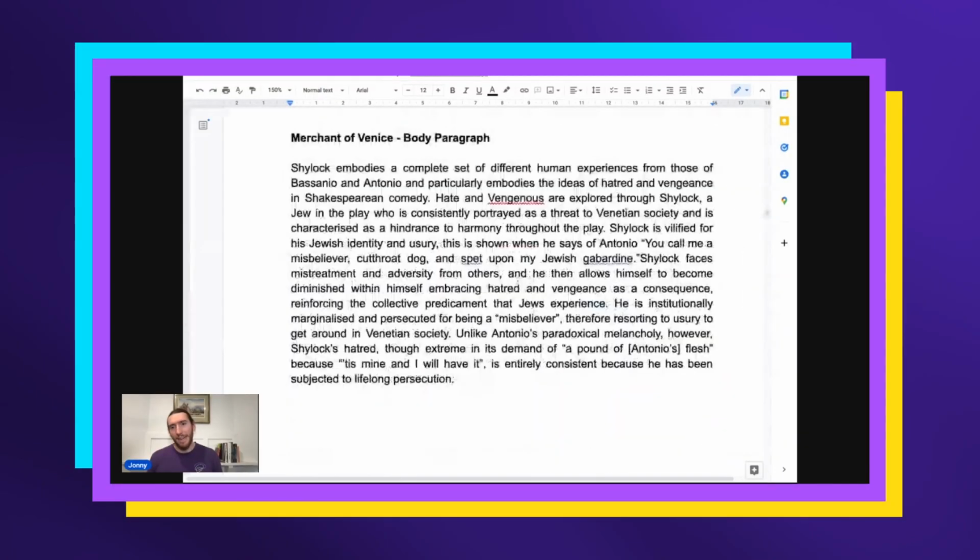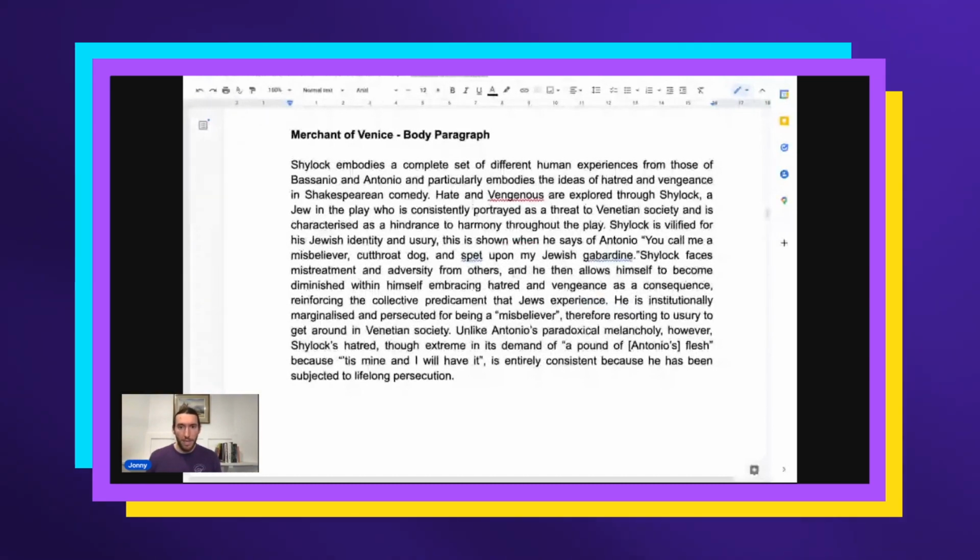Merchant of Venice. Again, it doesn't matter if you do it or not. This will actually be really helpful for you. I'm going to do this as an example of a body paragraph now. And again, what I would recommend you all do, please pay attention to this piece of advice. Go to all of your body paragraphs and look at how I do this.